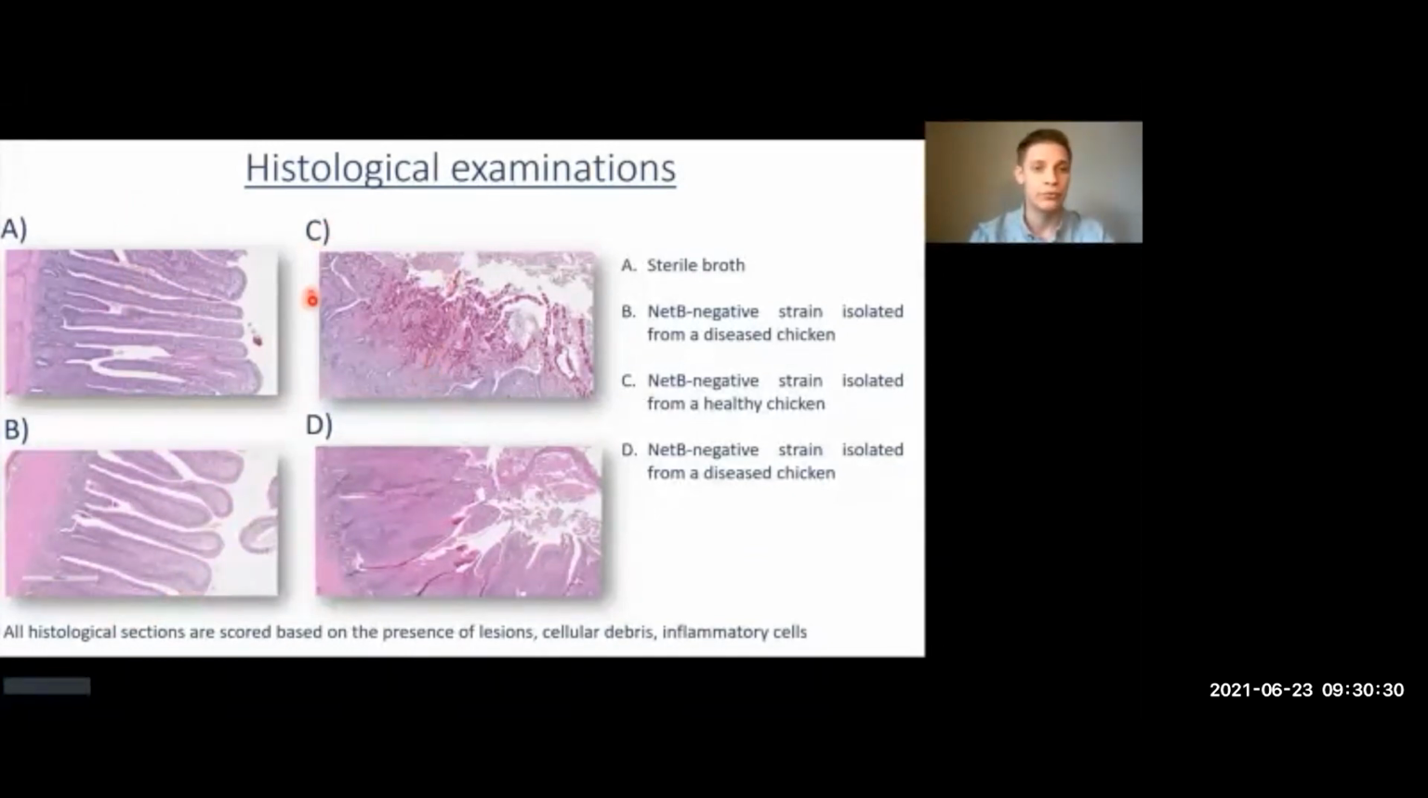If you now move to section C, it's a NETB negative strain isolated from a healthy chicken, yet it is showing histological damages. And if you're finally looking at section D, it's a NETB negative strain isolated from a diseased chicken showing a lot of histological damages. Here, all histological sections are scored based on the presence of lesions, cellular debris, and inflammatory cells.